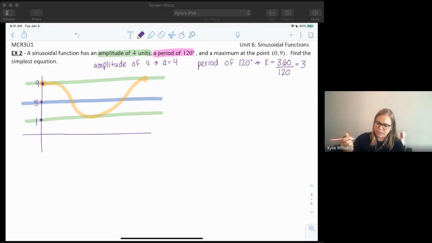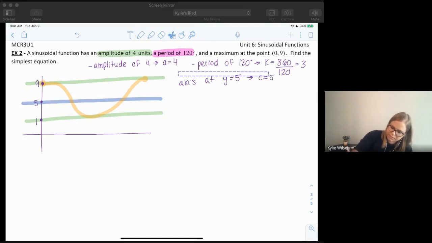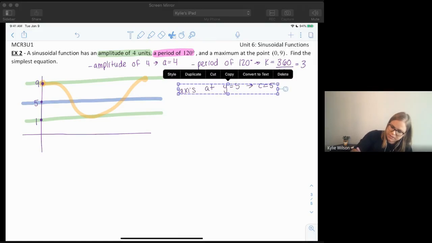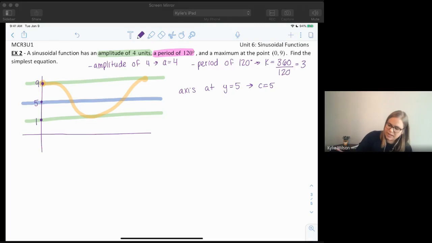So let's write out all our key features. We already have amplitude, we already have period. We have our axis at y equals 5, which tells us that c equals 5. Sorry, I should have written that a little bit lower. There we go. We now check if there's a phase shift. Because we're starting right on our y-axis, there's no phase shift. Because I start at a maximum, go back down and up again, there's also no reflection.